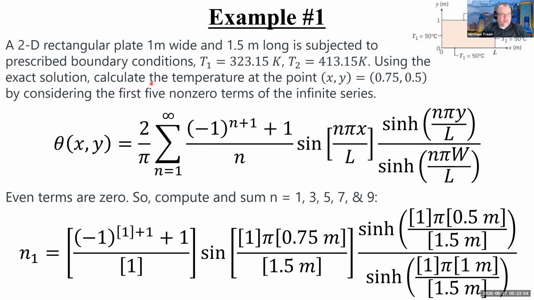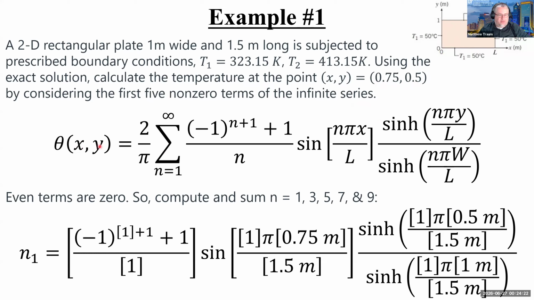And we're asked to use the exact solution to calculate the temperature at a point of 0.75 and 0.5 by considering the first 5 non-zero terms of the infinite series, right? So what a cool problem. This is exactly like the problem that we solved before, except we're just changing the numbers around. So this gives you practice with using the equation to find the exact solution.